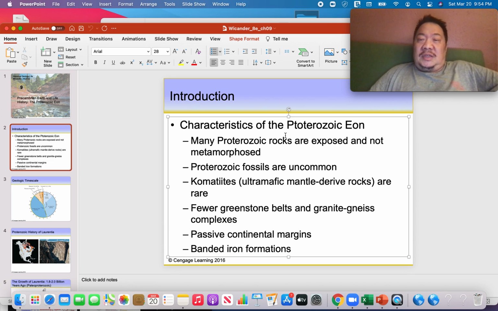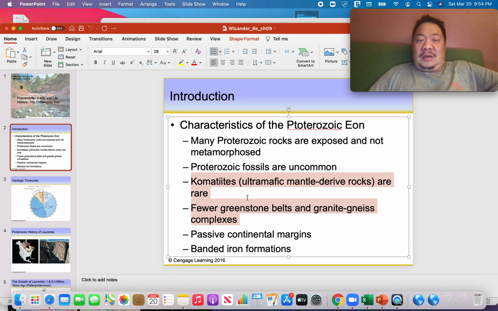Some characteristics of the Proterozoic Eon, and they misspelled that because that should be PR, Proterozoic Eon. Just as in the Archean, Proterozoic rocks do not have many fossils in them. Fossils are primarily found in Phanerozoic rocks, rocks that are younger than 542 million years old. Also, in the Proterozoic, you don't find those greenstone belts anymore.